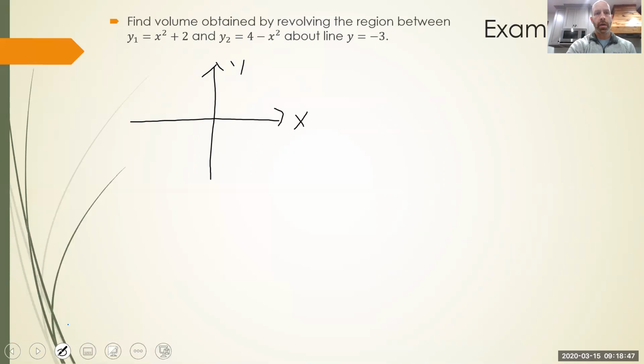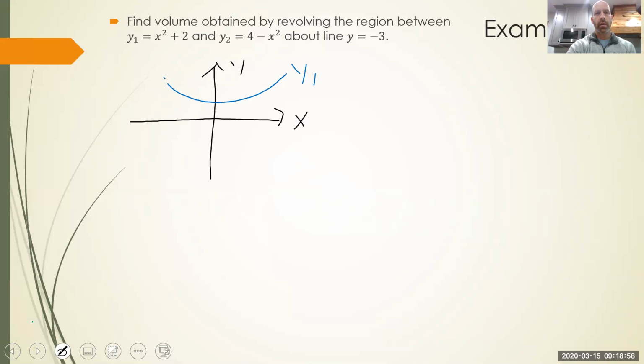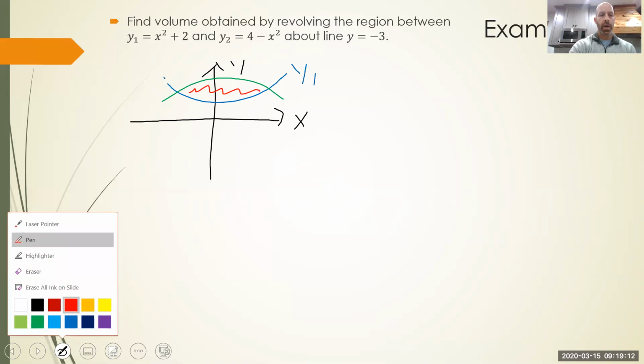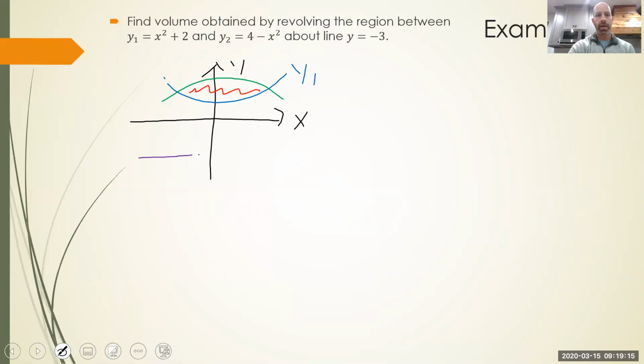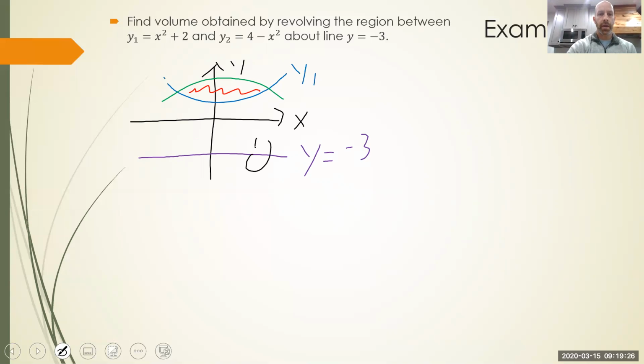Let's do blue here. So the y1 curve is something maybe like this, so that's y1. And then the y2 curve, I'll do green. So the y-intercept there is 4, and it's going to be opening down, so it's going to look something like this. And so our region is this stuff here in the middle. We're going to rotate this around the line y equals -3. So instead of the x-axis, we're actually going to rotate this guy down here around the line y equals -3. Okay, so how are we going to do that? We're going to rotate it around this guy.